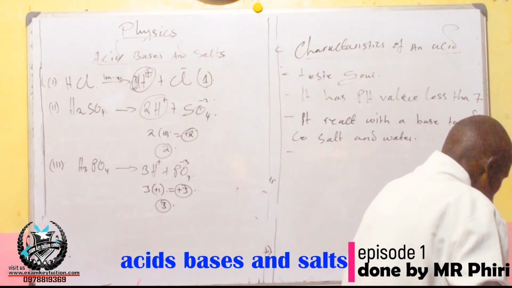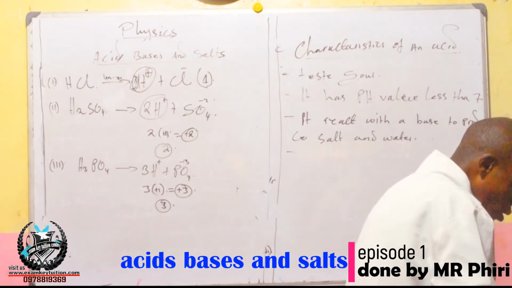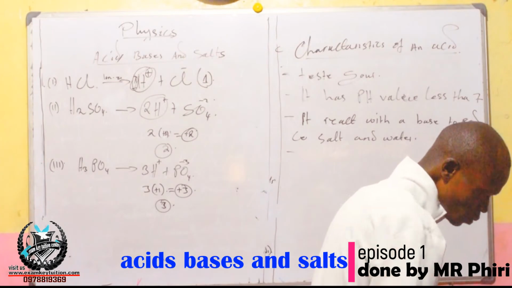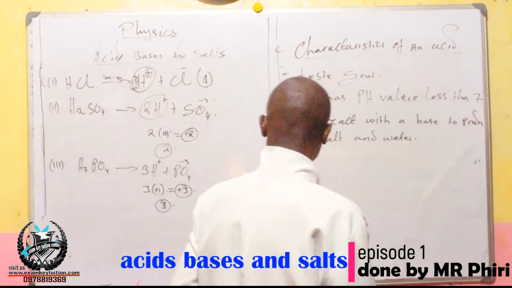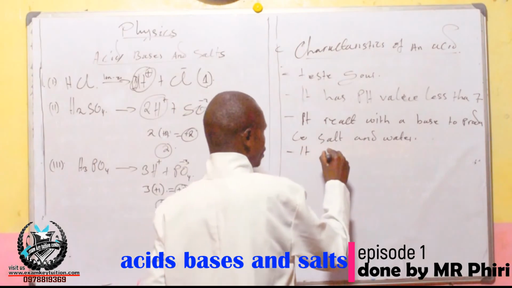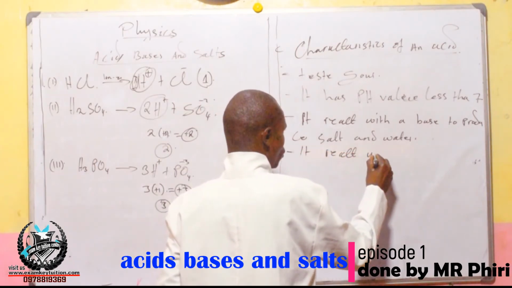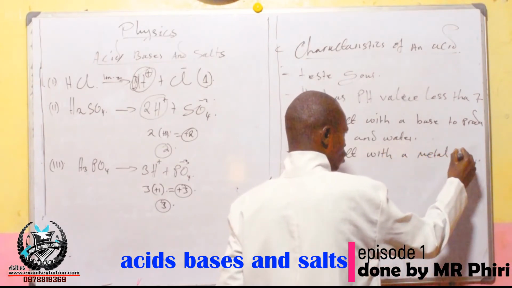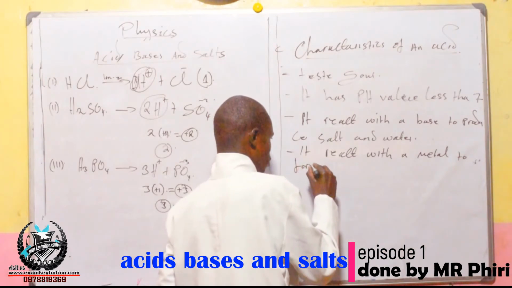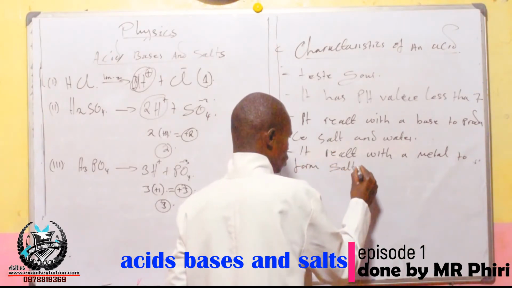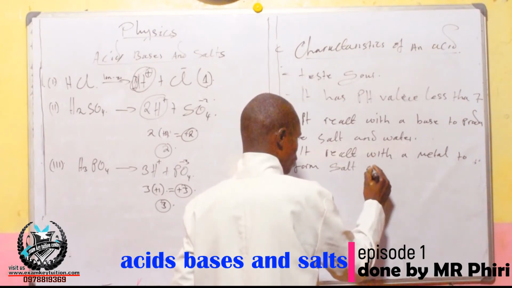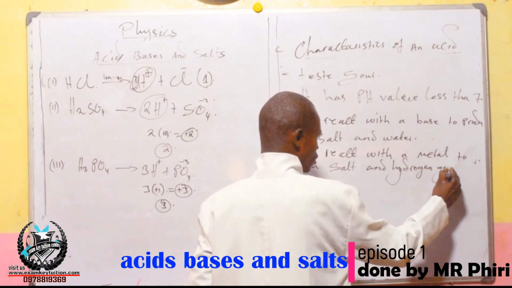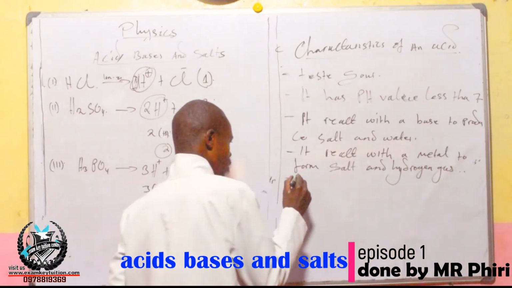That's it. Then apart from this, other characteristics of acids is that they also react with a metal to form salt, and hydrogen gas is also produced.